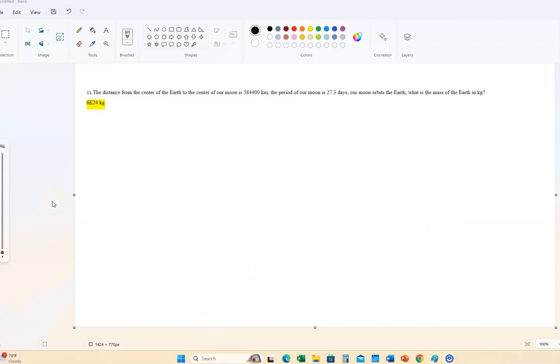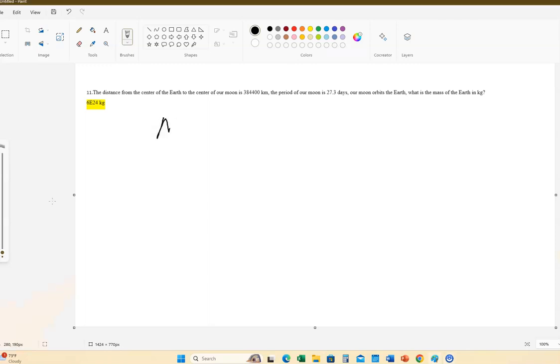All right, number 11 here is a modified version of Kepler's third law. It says the distance from the center of the Earth to the center of the Moon is 384,400 kilometers, and the period of the Moon is 27.3 days. That's how long it takes our moon to orbit the Earth. Find the mass of the Earth. All right, so there's the answer: 6 times 10 to the 24th.